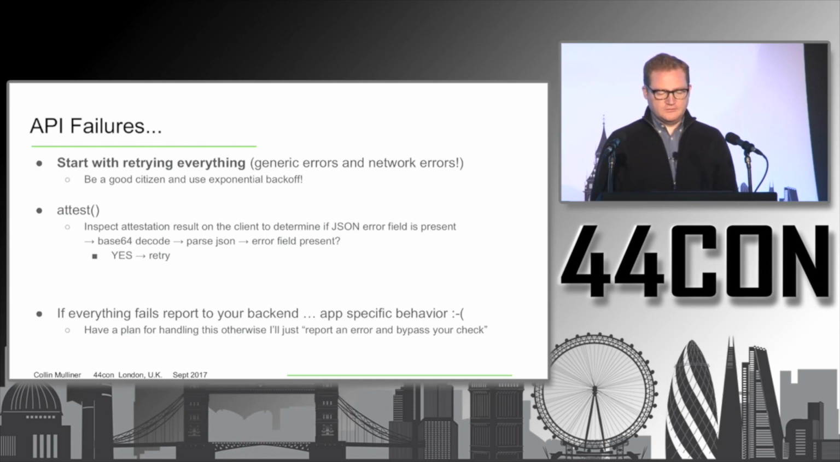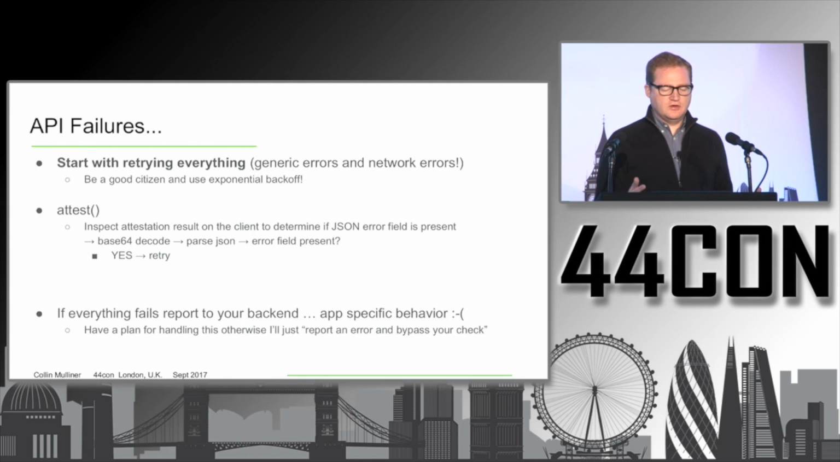Yeah. And then of course you have to inspect this JSON blob, because if you see this error message in the JSON, you don't want to send that to your backend service and then restart the attestation. That's something you can do locally. But if that fails, you of course have to finally report that at some point. But for a few retries, you should do that on your phone.